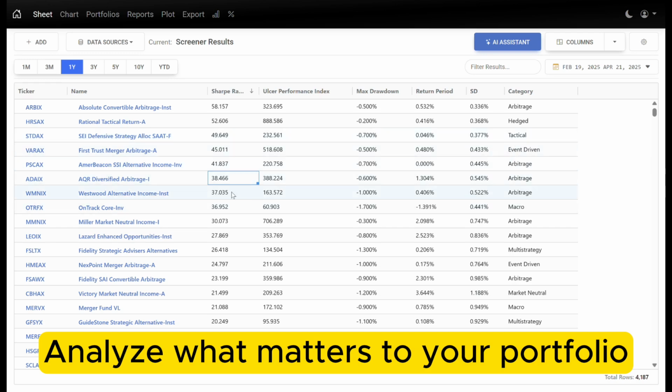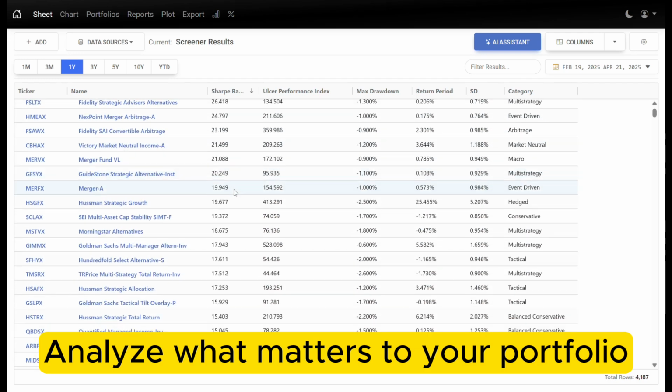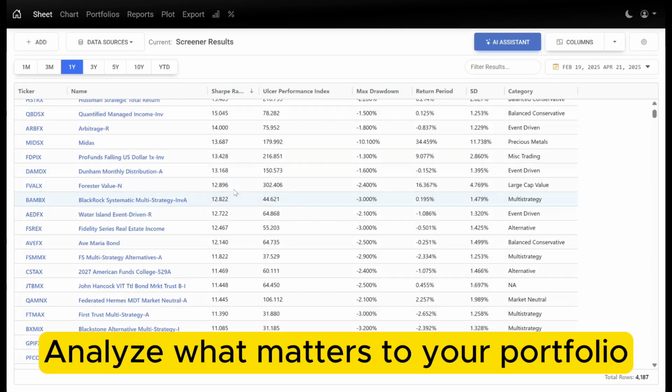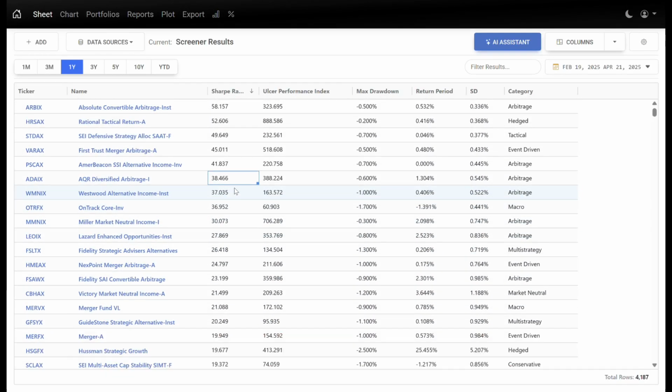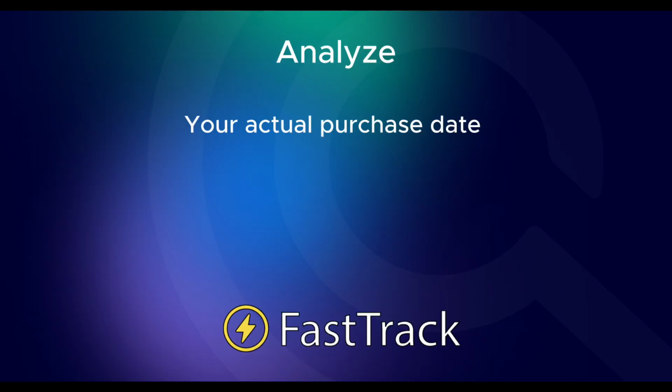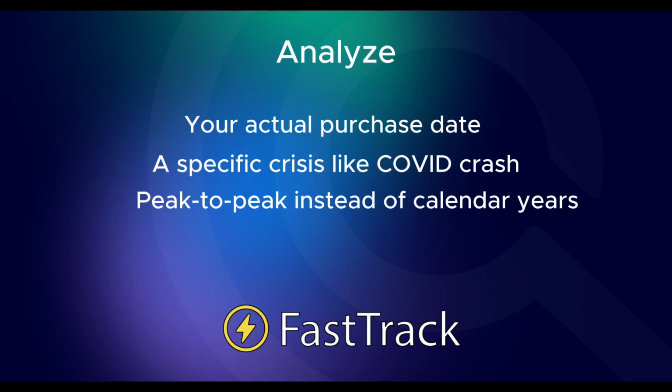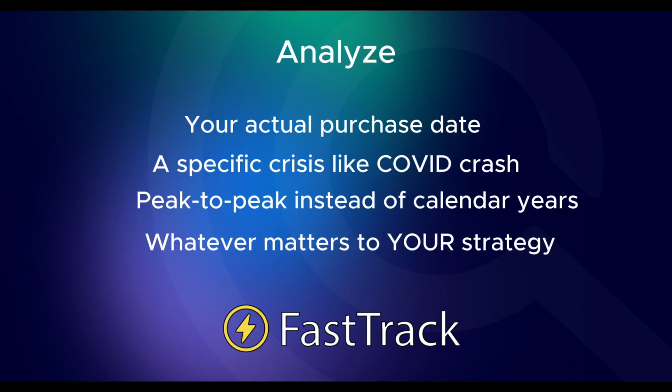The point is, I can now analyze any group of funds during any time frame I choose, not just preset 1-year, 3-year, 5-year boxes. What other time frames could you analyze? Your actual purchase date, a specific crisis, peak to peak instead of calendar years. Whatever matters to your strategy.